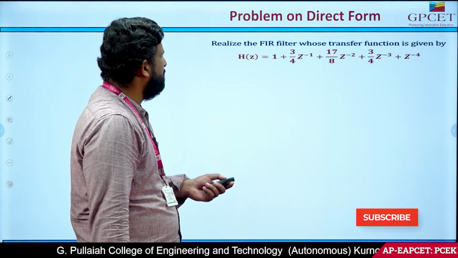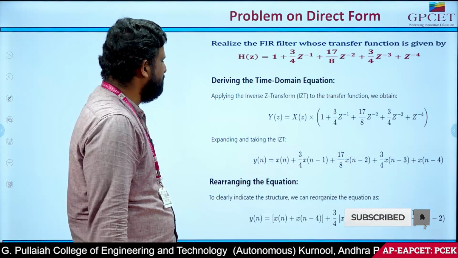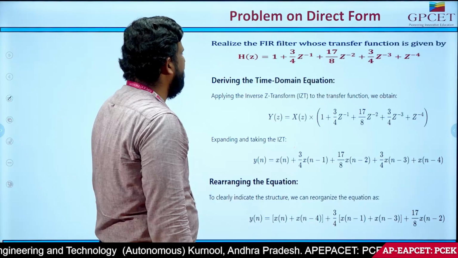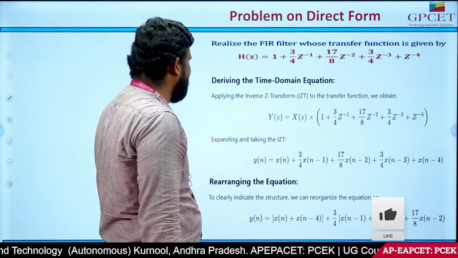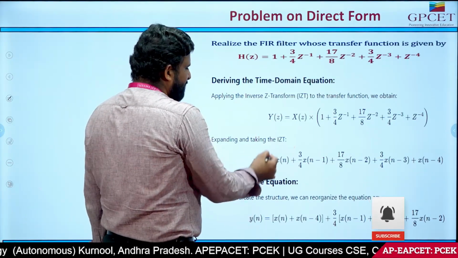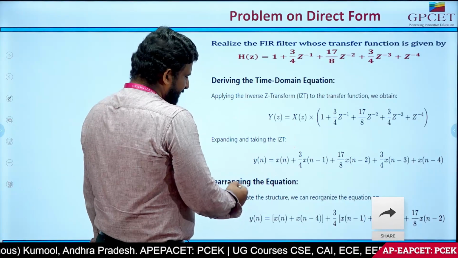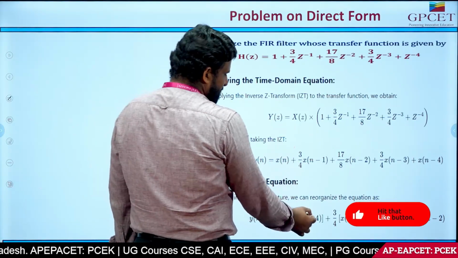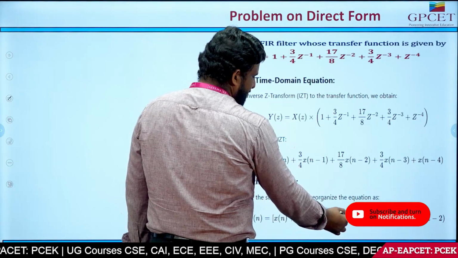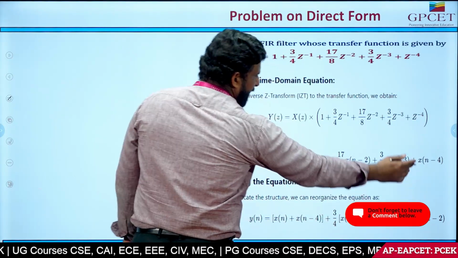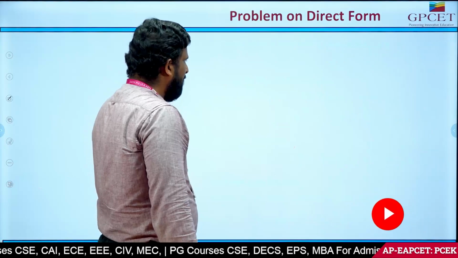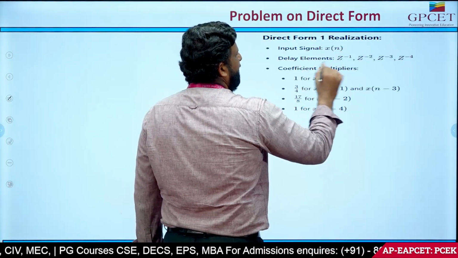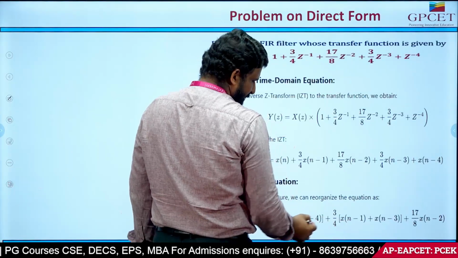And finally, another example you can see here. H of z is the transfer function given here. Applying the inverse z transform after converting that Y of z into Y of n, rearranging the equation. So Y of n is equal to X of n plus X of n minus 4 plus 3 by 4 into X of n minus 1. All I have rearranged the above thing. And finally what the equation I got here, you can see here input signal X of n, delay terms, how many delay terms we got here?